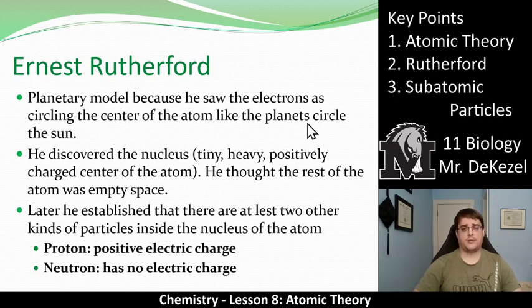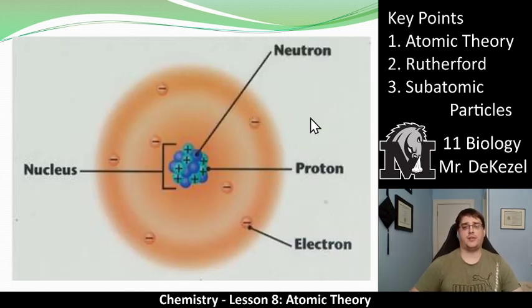He later established that there are at least two other kinds of particles inside the nucleus of the atom, so they would be protons and neutrons. So what he said was that protons and neutrons were located in the nucleus. Protons have positive charge, neutrons have no charge, and electrons went around the nucleus like planets in a planetary model. The diagram that he came up with looked like this.